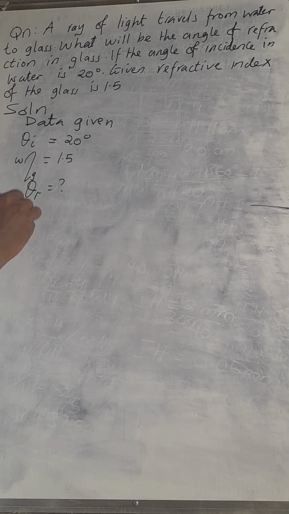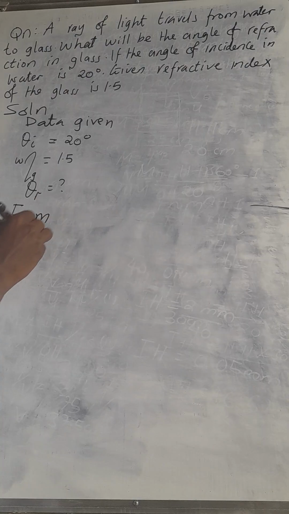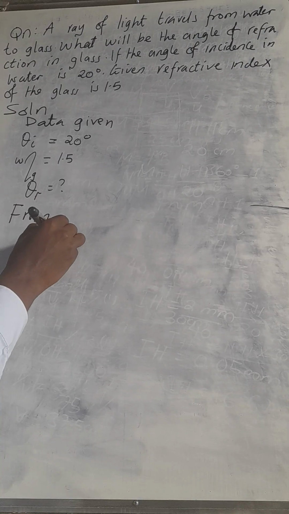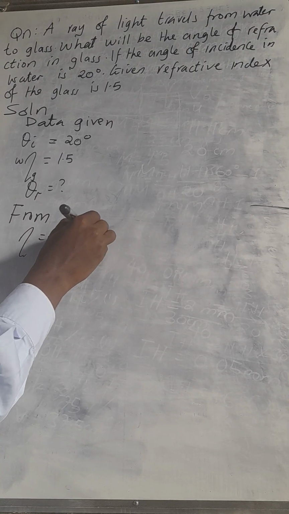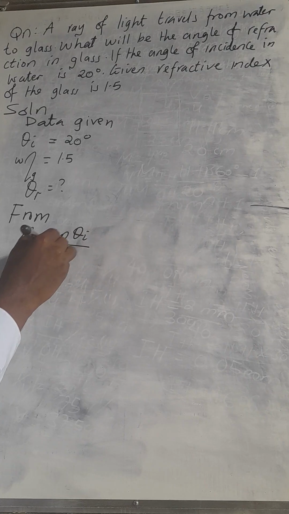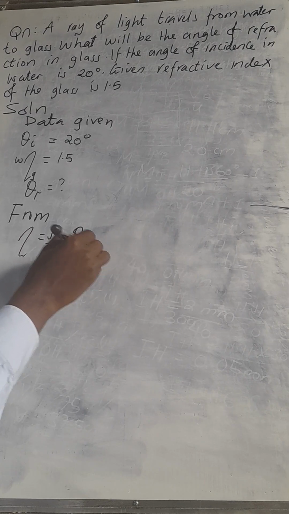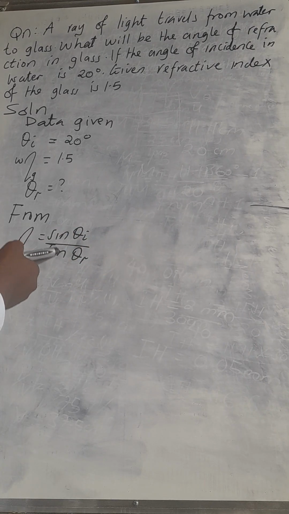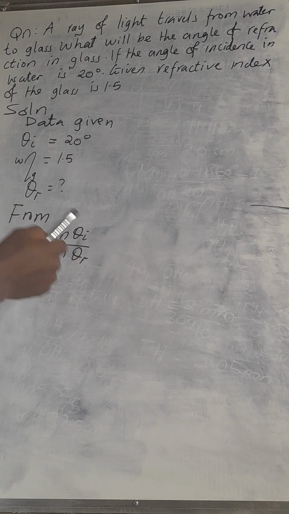So from the formula for finding refractive index, we say eta is equal to sine of angle of incidence over sine of angle of refraction. So this is the very important formula for finding the refractive index under considerations of the angles. Kwa hii ndio kanuni ya kuweza kutafuta refractive index ukiwa unazungumzia upande wa angle. Hii ni kanuni ya kwanza ya kuweza kutafuta refractive index.